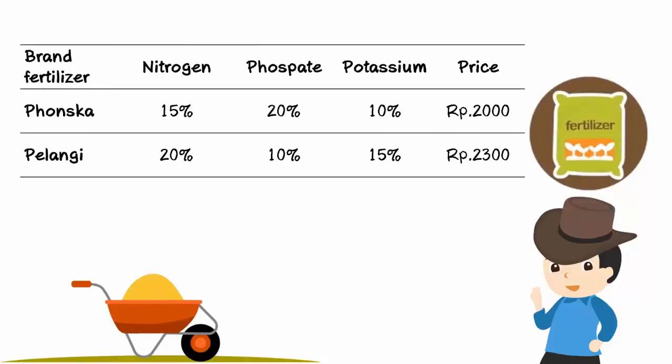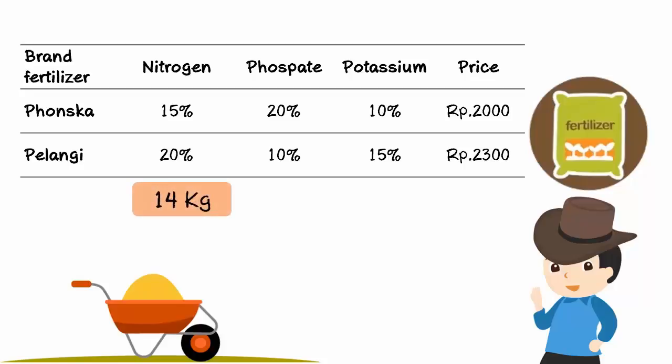Now the farmer needs to fertilize his crop too. He will use two brands of fertilizer, Ponska brand and Pelangi brand. Each brand contains nitrogen, phosphate, and potassium inside of the fertilizer. Here is the percentage of nitrogen, phosphate, and potassium contained inside the fertilizer. Now we will talk about the price. The Ponska brand has the price of 2,000 rupiah, and the Pelangi brand costs 2,300 rupiah.